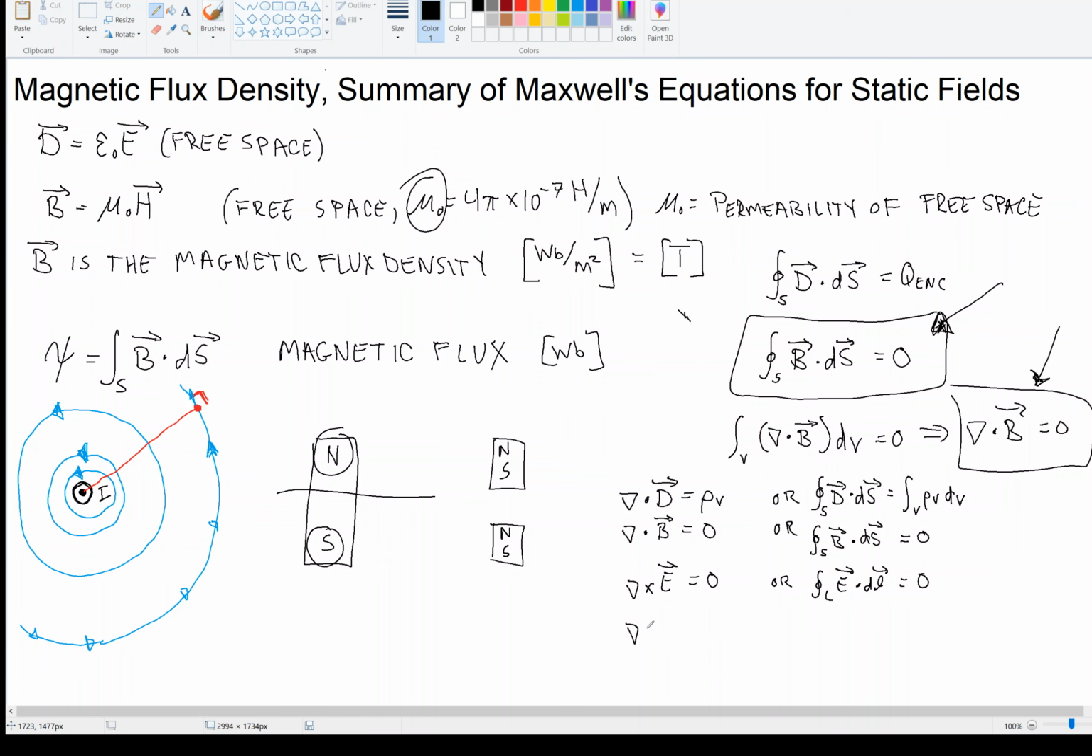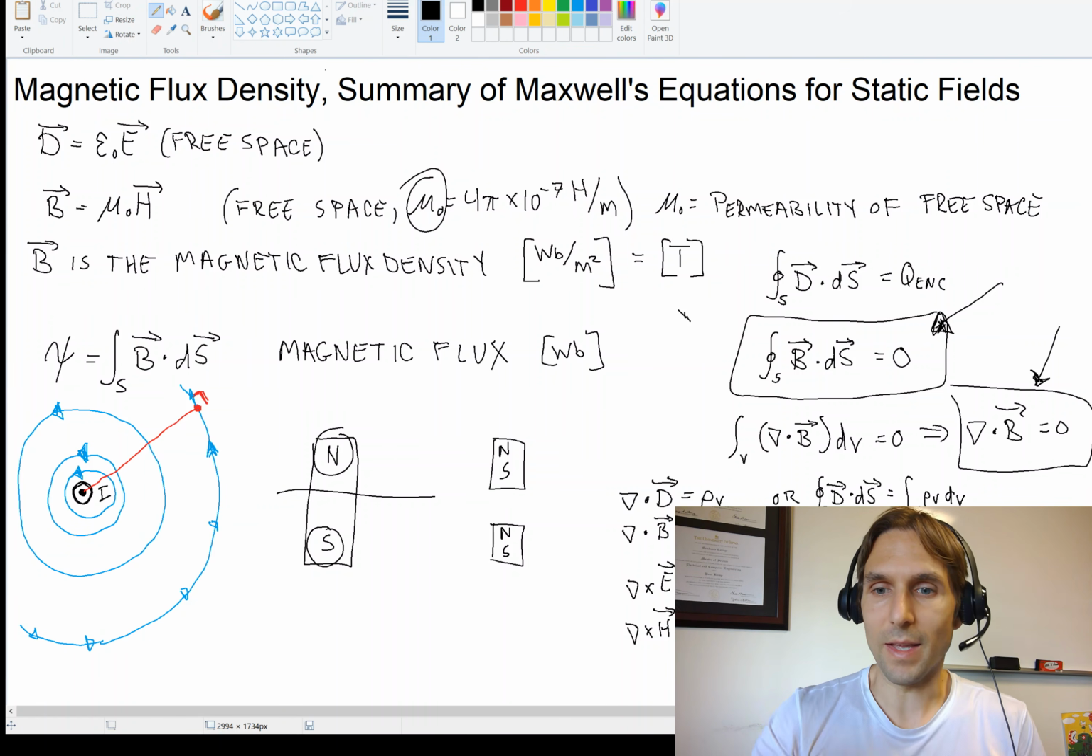Then for magnetism, recently we saw that the curl of H is equal to the current density in point form, or in integral form, this was Ampere's law. The circulation of H around any closed loop is equal to the total current enclosed by that loop, or the integral of the current density dotted with the surface element. So that's it. That gives you a good idea of Maxwell's equations for static fields.